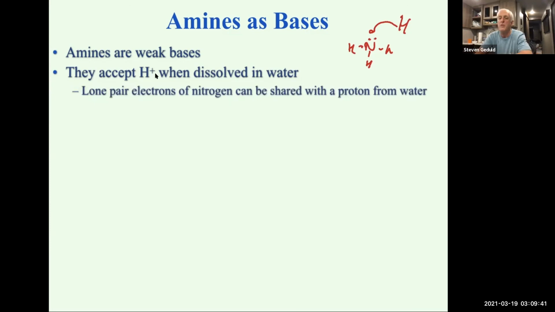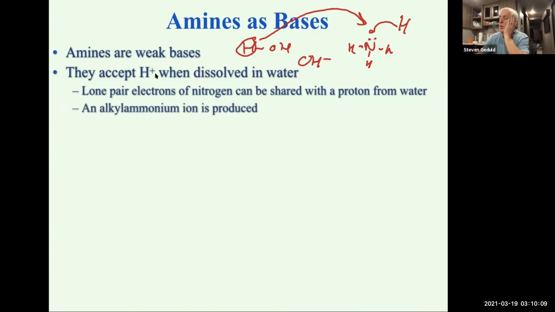Okay. So the lone pair of electrons of nitrogen can be shared with a proton from water. Remember, water is HOH. Okay. If we take this proton and it's attracted to the electrons from the ammonia, we're left with OH minus. So if you produce OH minus, that's a base. So ammonia is a base because of that reason. Okay, an alkyl ammonium ion is produced. That's your ammonium ion. If there's R groups attached, it's an alkyl ammonium ion.